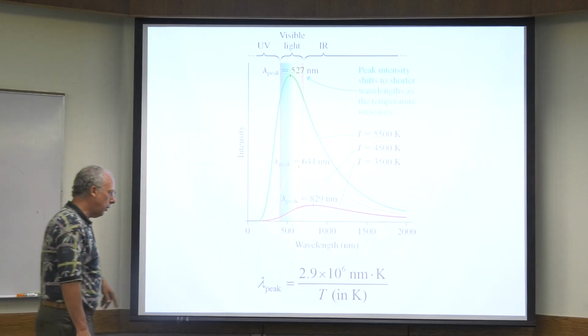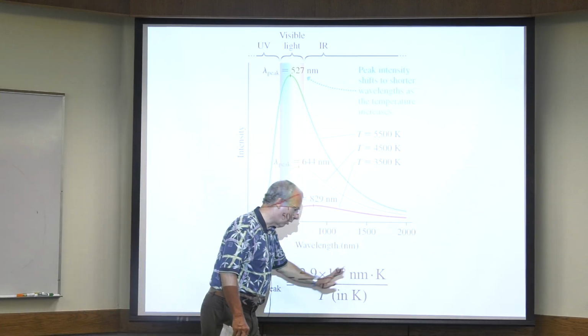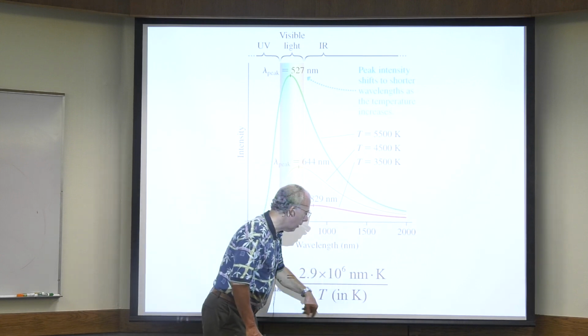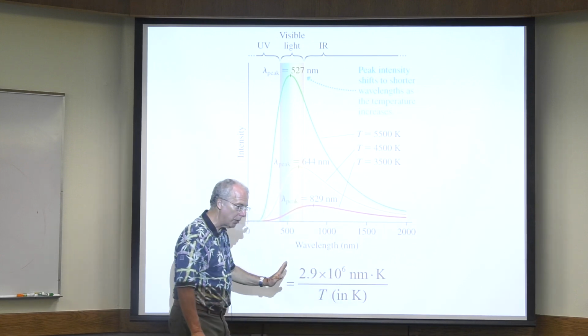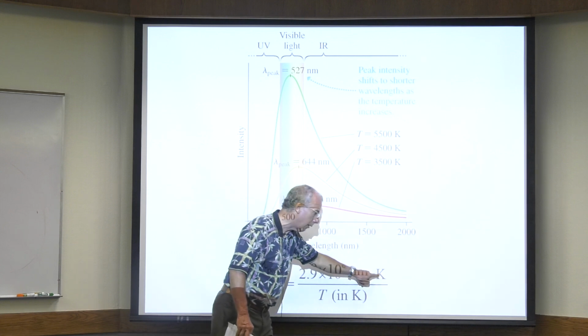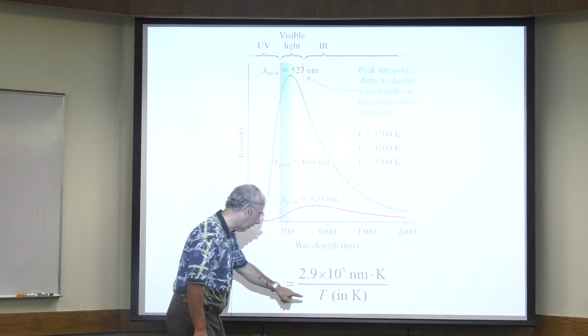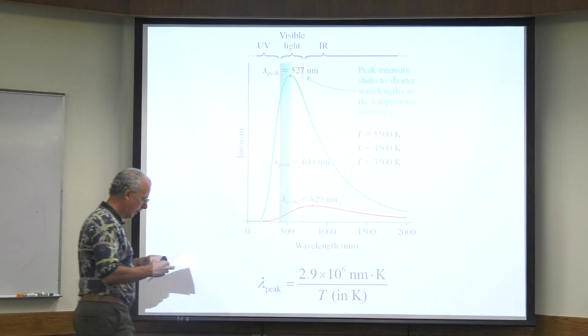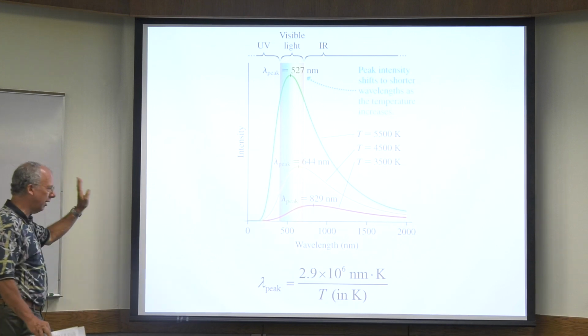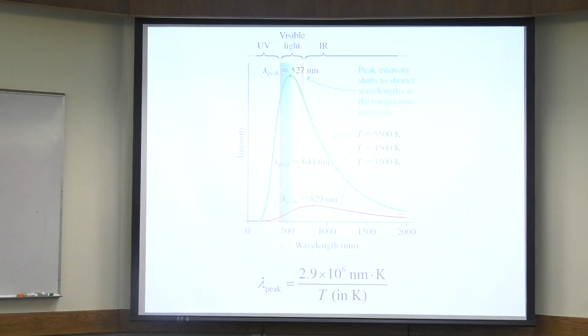And you've got to be careful when you use the equation because look at the crazy units. Nanometers, all right? Nanometers, not meters, nanometers. Kelvin, right? Kelvin from chemistry, and the temperature has to be in Kelvin. So if you do biology and astronomy, you'll use that again.